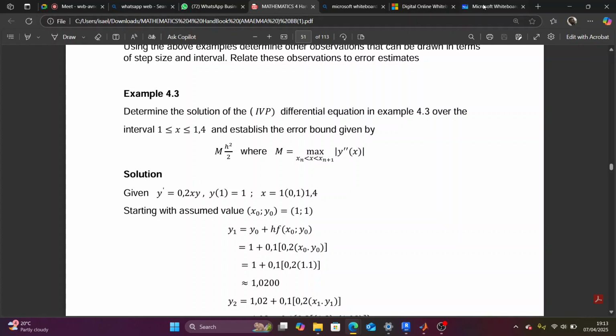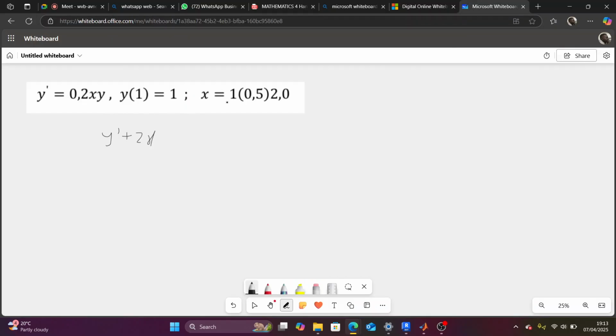You make y prime the subject of the formula, which is already this one. So what do we have here? We have y(1) equal to 1. What does this mean? This is y(1), so it means your x0 here is 1.